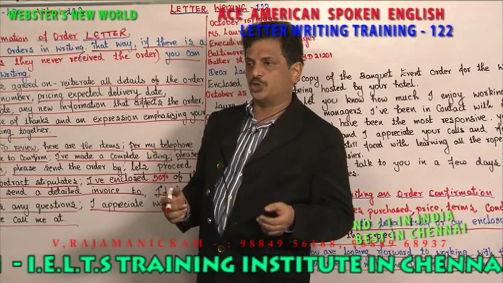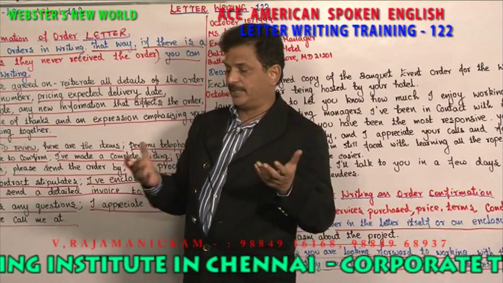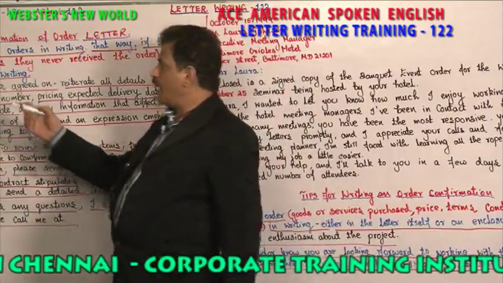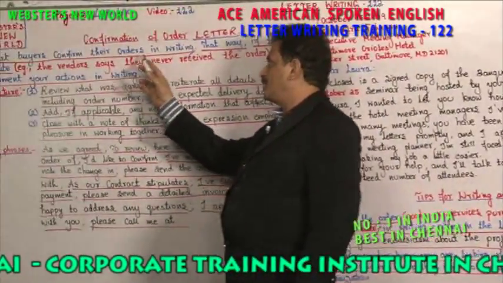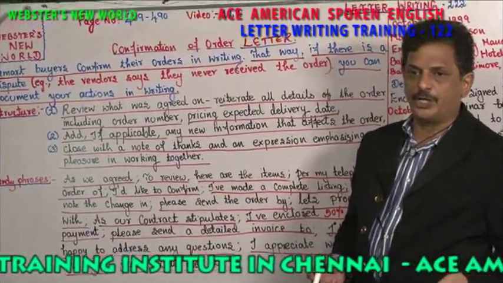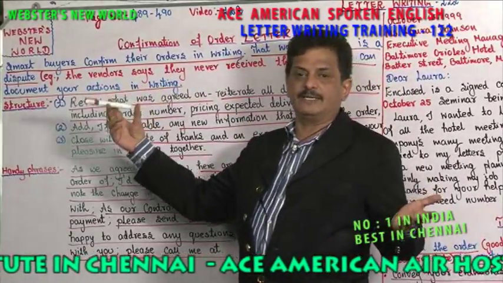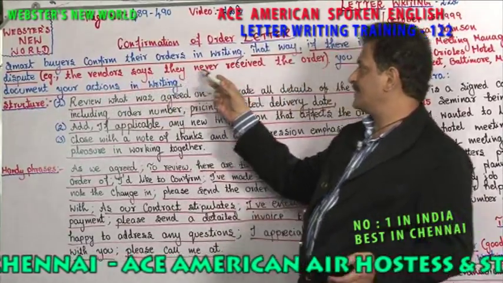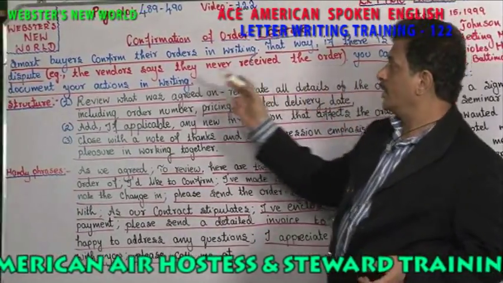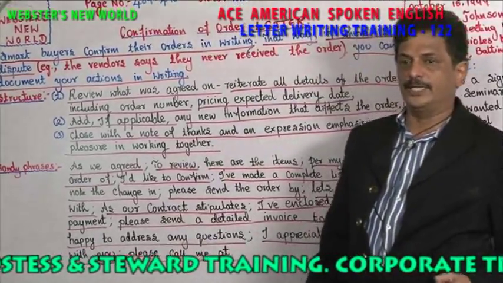So at later stages, when there is a dispute between the vendor and the consumer, between the supplier and the consumer, you can always show that letter. Smart buyers confirm their orders in writing. Smart buyers means very good buyers. They make a confirmation through writing. That way, if there is a dispute, if the vendor says he never received the order, you can document all your actions in writing.